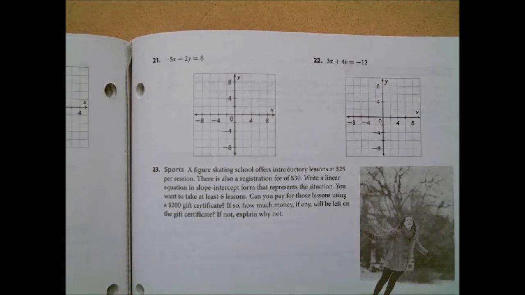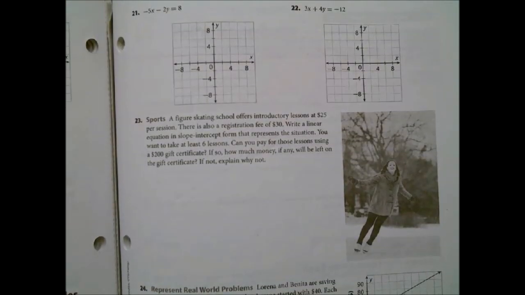On page 247, we're going to look at numbers 23 and then also at 24. So let's look at 23 first. Okay, 23 first. How appropriate. Figure skating. Oh, Hannah's not here. That's okay. So number 23 says, again, on our page 247.